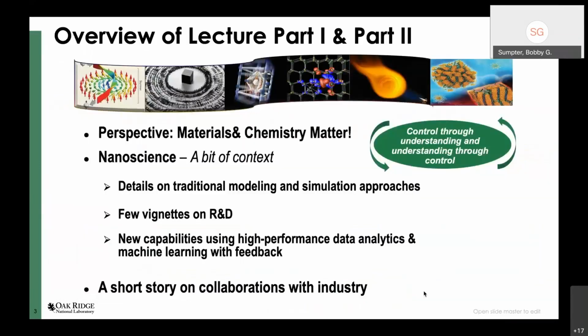The talk I'm going to present today is broken into 2 parts, and basically I'll start off by giving a perspective of why materials and chemistries is important to us and why it matters. I'll drop quickly into the renaissance that is brought about by nanoscience and nanotechnology, and then I'll give a bunch of details on how we go about modeling and simulating the processes and properties of materials. Under this sort of hood, our goal, of course, is to gain control through understanding, and understanding through control. And you'll understand what I mean by that as I proceed.